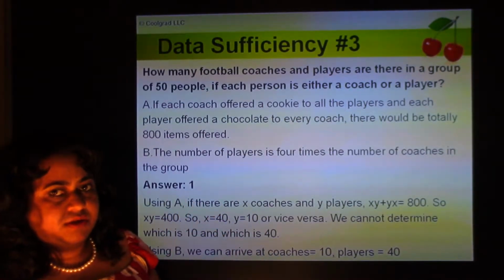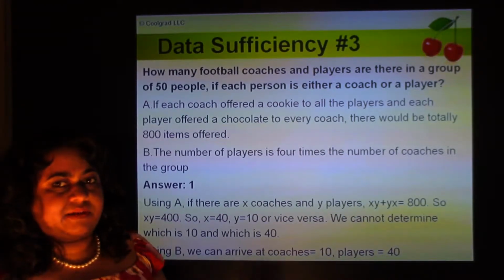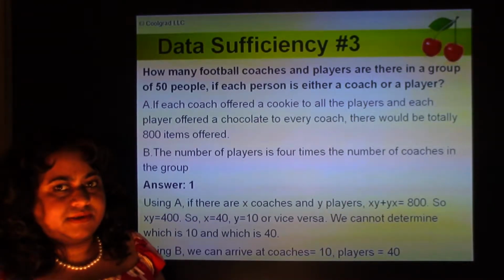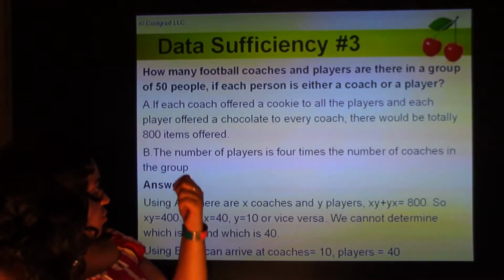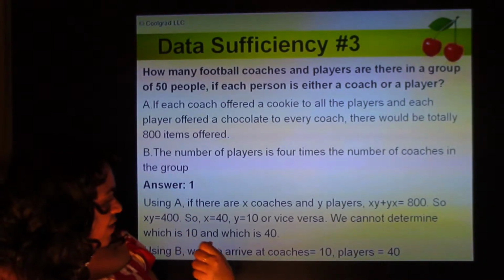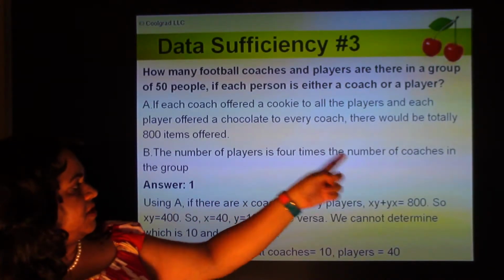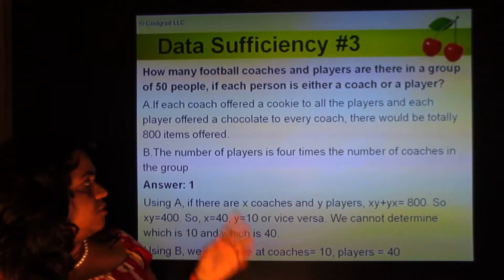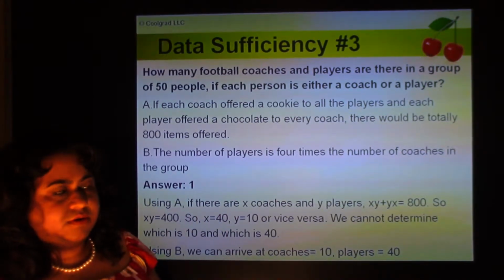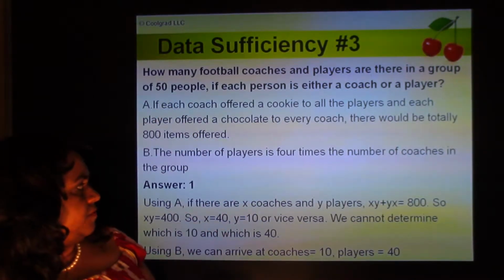We don't know which. I mean, using common sense, you can guess that the number of players will be more than the number of coaches. But we can't make that assumption here. So, using statement B alone, we can arrive at number of players is 4 times the number of coaches in the group. So, there's totally 50 people.